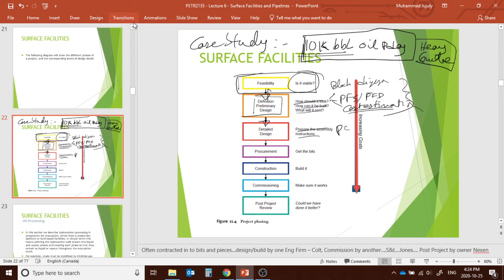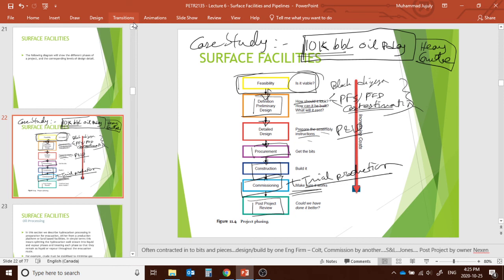Here we develop the P&ID, the process and instrumentation design, and the detailed engineering design with the assembly instructions and everything. When this stage is done, we go for the procurement. After the procurement, we do the construction. When the construction is complete, we go for the commissioning phase. That means we make sure it works. Sometimes with the commissioning, we do a trial production. After that, we start our production, and when we get our first production, we start selling it.